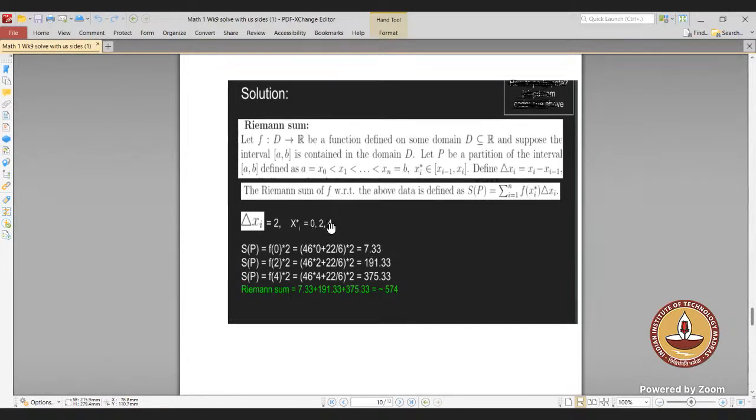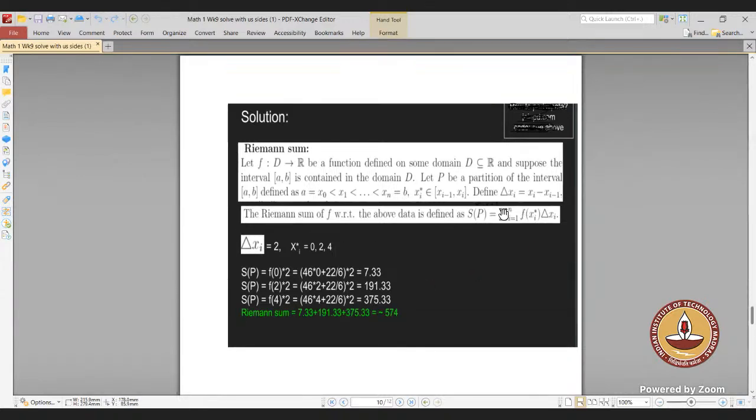Now we substitute 2 in the main equation and multiply it by 2. We'll get approximately 191.33 from the second one. And if we substitute 4 in this equation and multiply it by 2, we'll get 375.33. So we have to sum it up, right? This is summation from i equal to 1 to n. When we add all these three, we'll get approximately 574. So many got the correct answer. 574 is the correct answer.